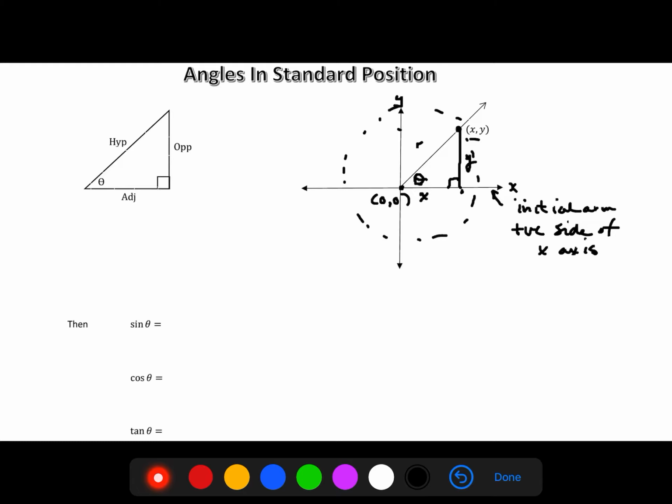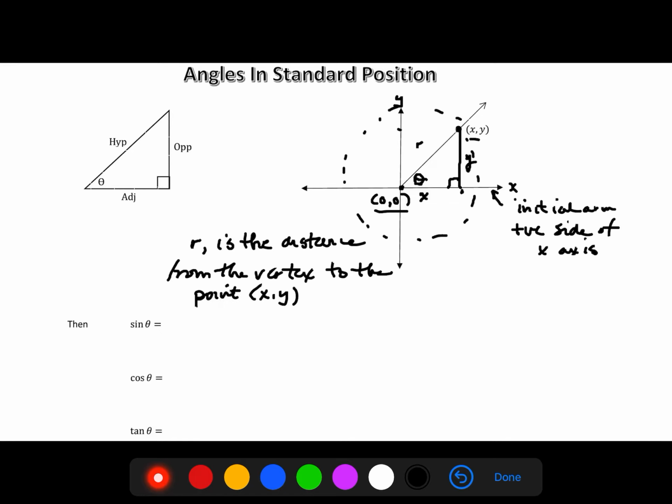Now, as I also mentioned, r in this case is the distance from the vertex, or the starting point of 0, 0, to the point, which we have on our graph of x and y. Now, we can still use our sine, cos, and tan ratios using the information from this triangle.